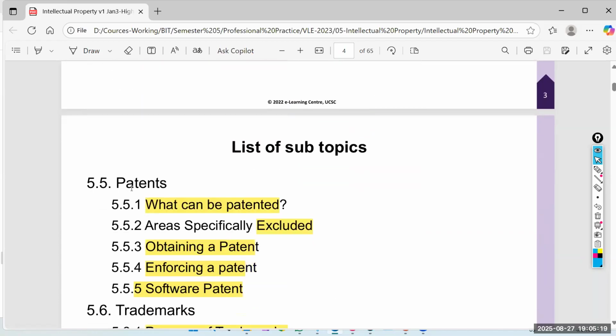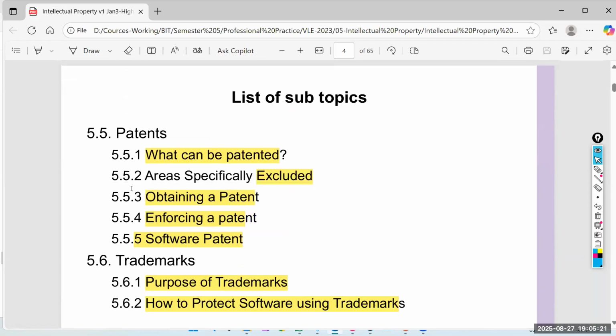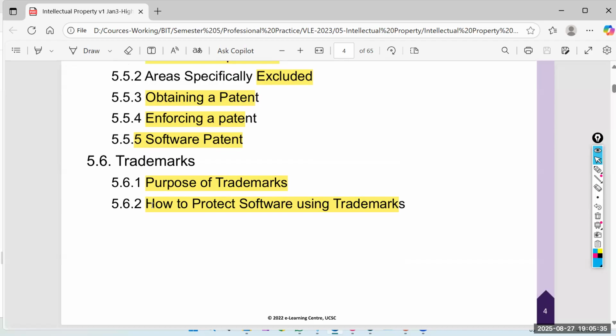Okay. So then we look at patents. What can be patented? What kind of things are excluded from patenting? How to obtain patent? How to enforce your patent rights? So what is meant by software patents? And finally, we will look at trademarks. So why do we need trademarks and how to protect software using trademarks?